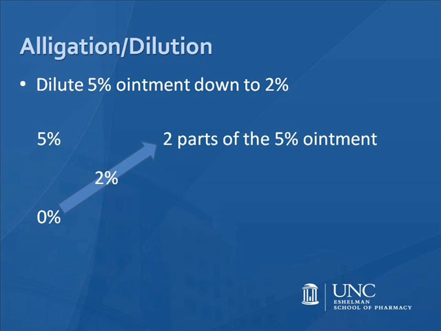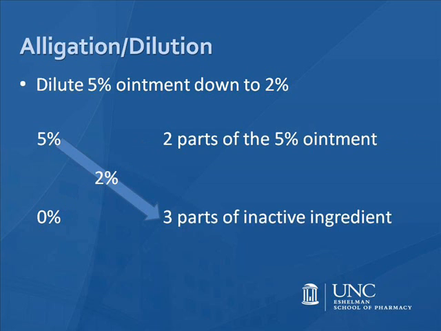Once again, we subtract diagonally. 2 minus 0 is 2, and 5 minus 2 is 3. Mixing 2 parts of the 5% ointment and 3 parts of the inactive ingredient will yield a 2% ointment.